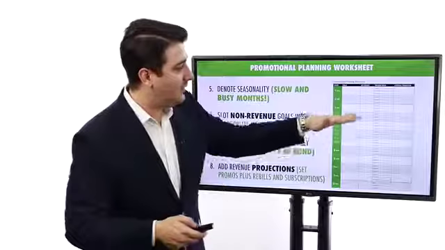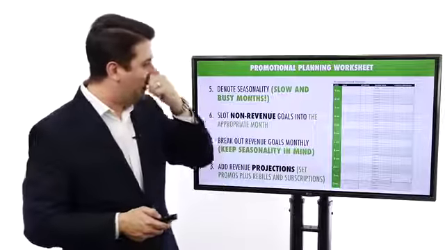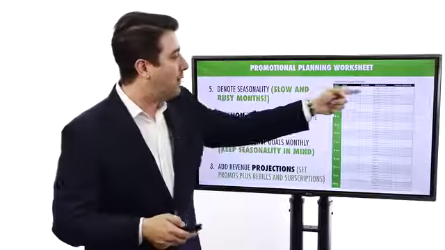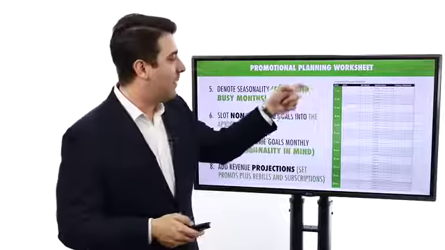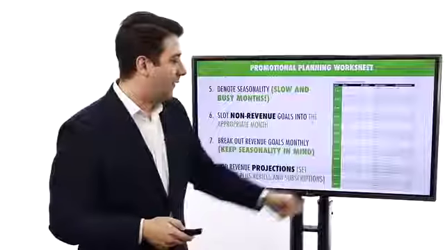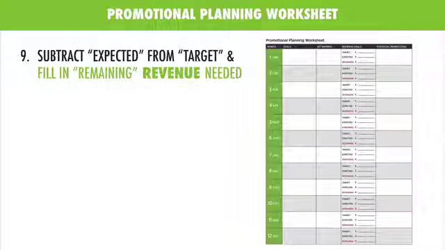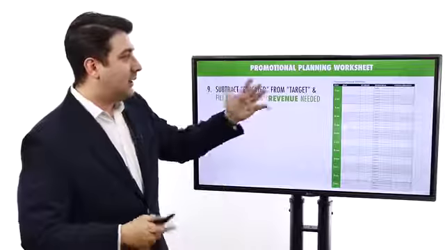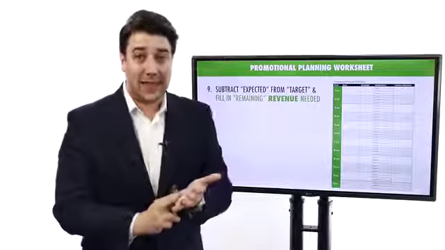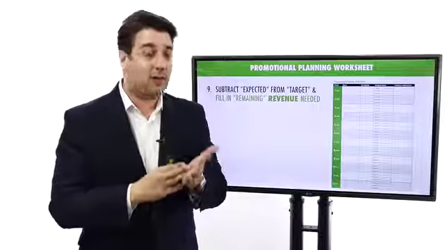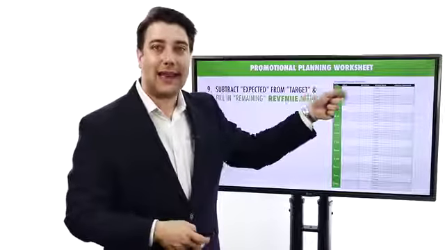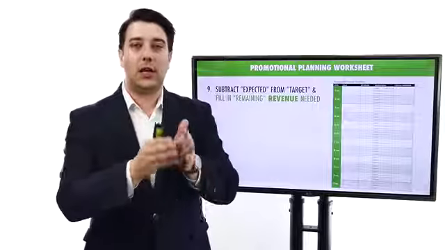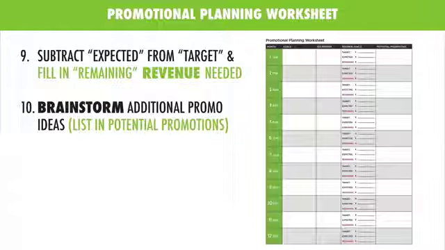So we need to start filling these out and seeing, okay, if I'm going to hit 12 million, what am I behind? And not only what am I behind, but what am I behind every month? Now we need to subtract the expected from the target and fill in the remaining revenue needed. So after you're done with this portion of this sheet, what you will have is a goal, an expected revenue, and then you'll know what you need to make up and how much time on that calendar, if you're only leveraging your email list, you have to make it up in. Next, you need to brainstorm additional promotional ideas, right?